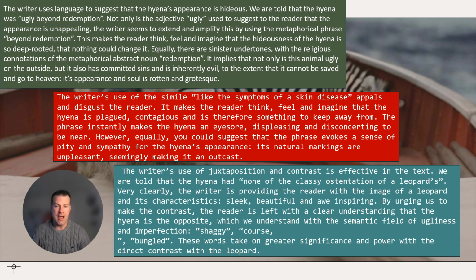So hopefully you can see there how I've answered the question. I've taken three bits of evidence, I've said what terminology and what method is being used, and I've explained the effects. And that is why this is the style that you should be going for with the question 2.